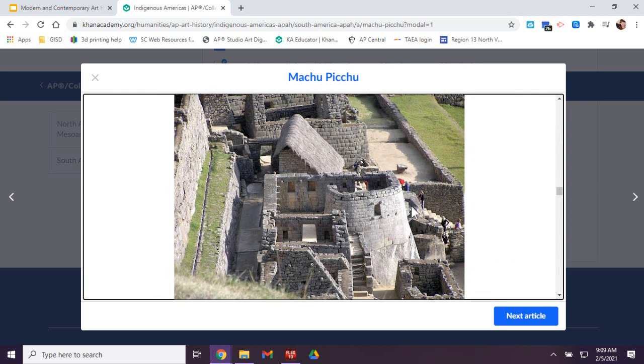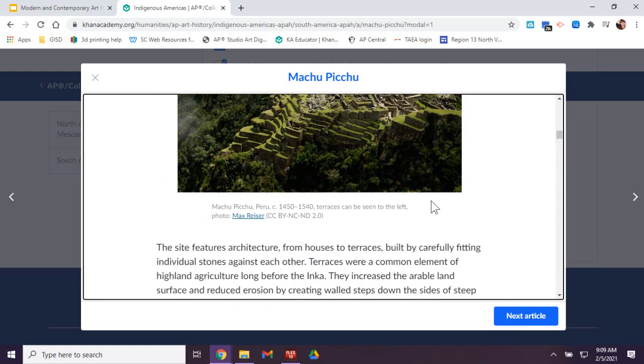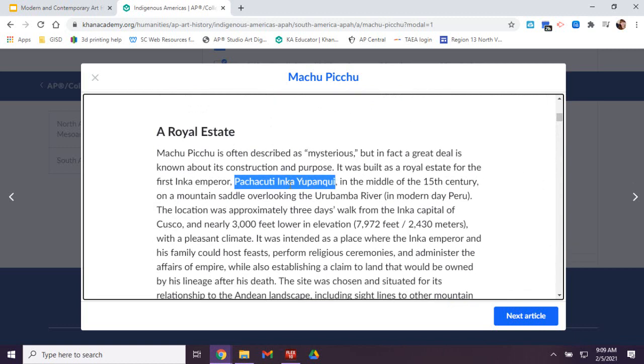So the patron and intended audience here, what you can write is the first Incan emperor right here. And the intended audience would have been not just him, but his lineage and, as Mrs. Wyatt said, the people he brought in.